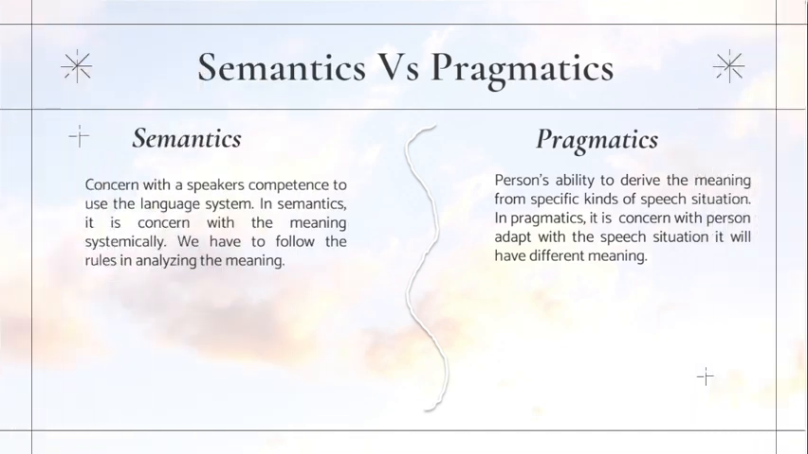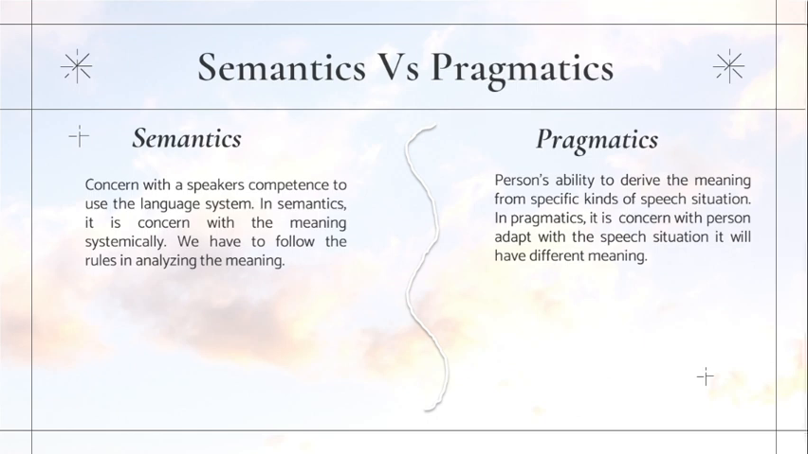Next, semantics versus pragmatics. If we talk about the study of meaning, it concerns two disciplines, semantics and pragmatics. Both analyze meaning, but we have to know when we analyze a word under semantics and vice versa. Semantics is concerned with a speaker's competence to use the language system. In semantics, it is concerned with the meaning systematically. We have to follow the rules in analyzing the meaning.